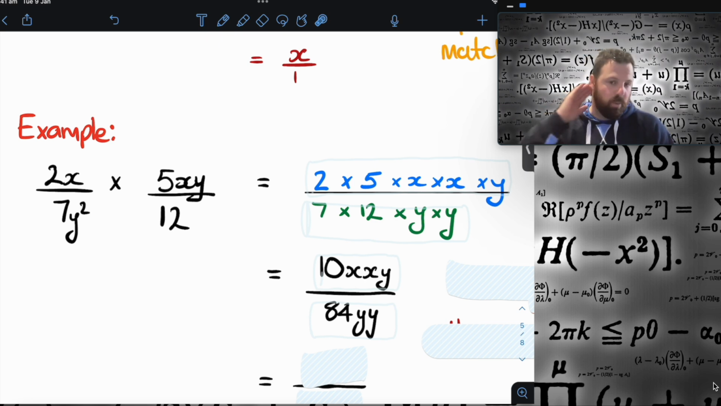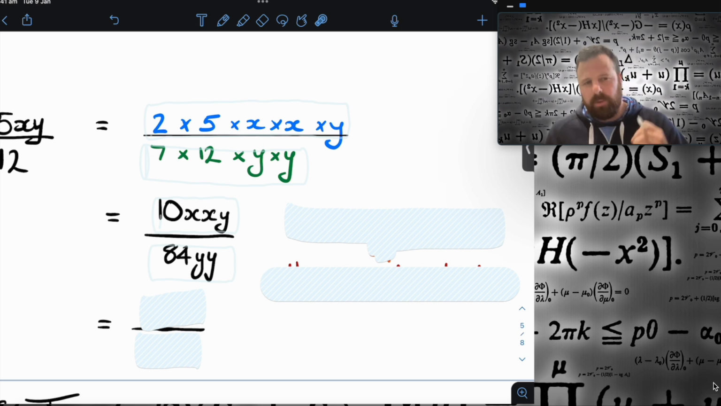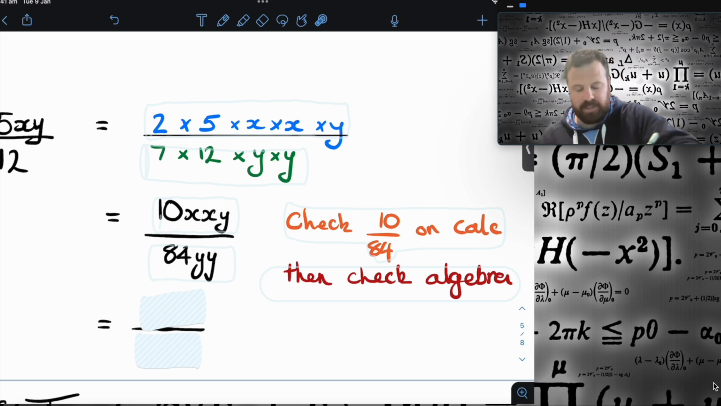Now, at this point, I want you to grab your calculators out, and on your calculators, type the fraction 10 over 84. When we type 10 over 84 in our calculator, we're going to end up with 5 over 42. So we know our numbers are going to simplify to 5 over 42. After we've typed that on a calculator, we're going to now check the algebra.